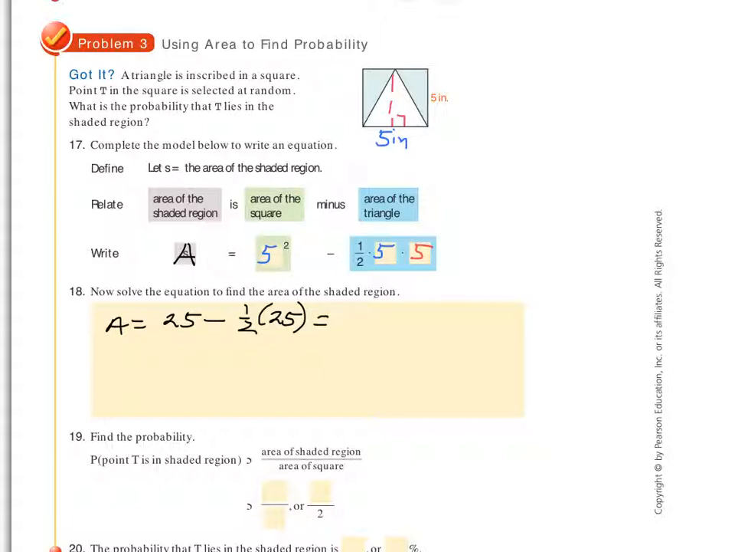So this is equal to 25. What's half of 25? 12.5, which equals what? So that's the area of the shaded region. Then they're going to walk you through the probability.